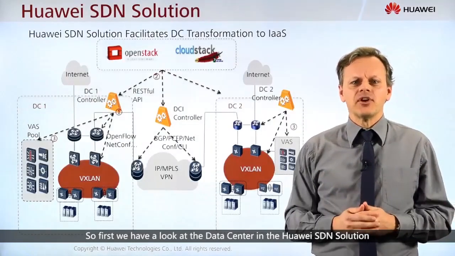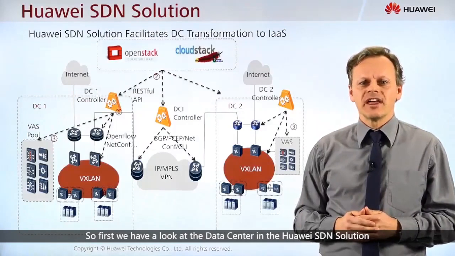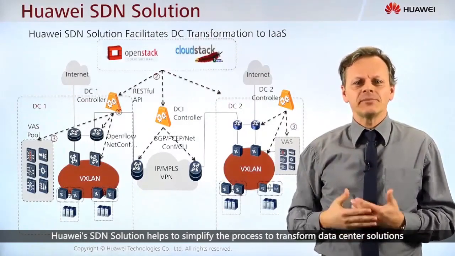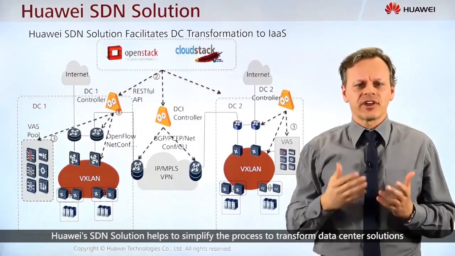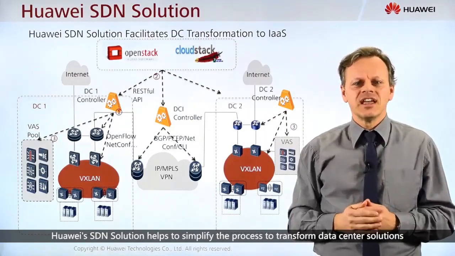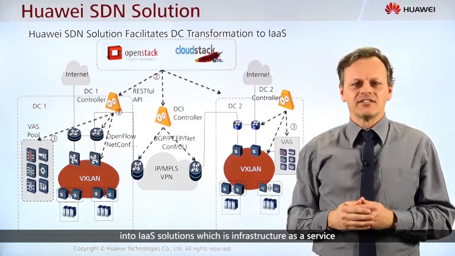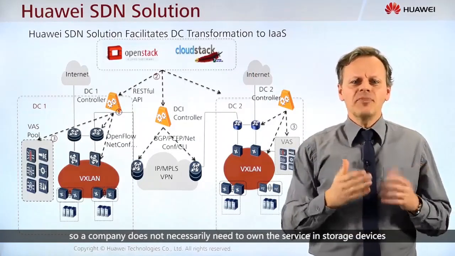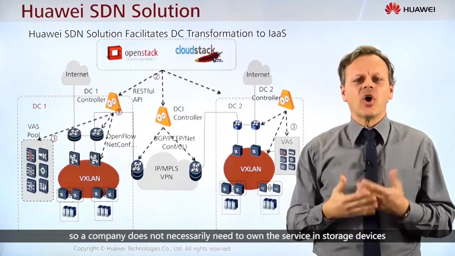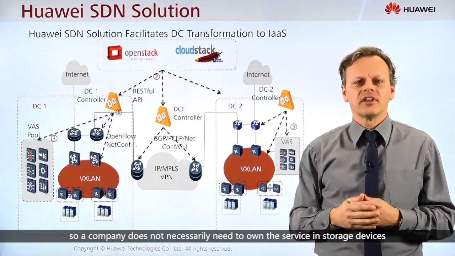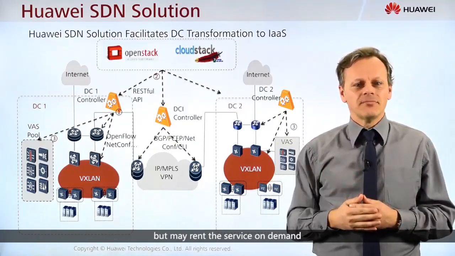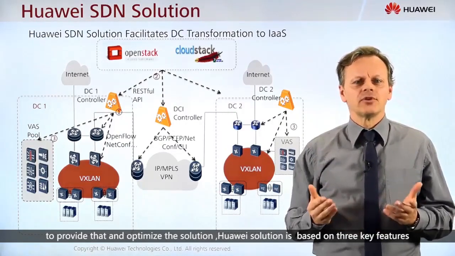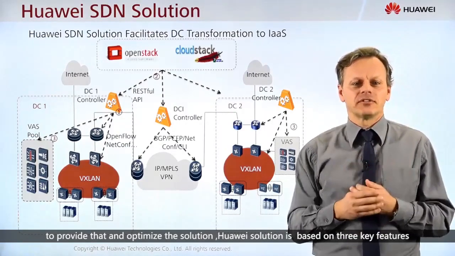So first we have a look at the data center in the Huawei SDN solution. Huawei's SDN solution helps to simplify the process to transform data center solutions into IaaS solutions, which is Infrastructure as a Service. So a company does not necessarily need to own their servers and storage devices, but may rent the service on demand. To provide that and optimize that solution, Huawei's solution is based on three key features.